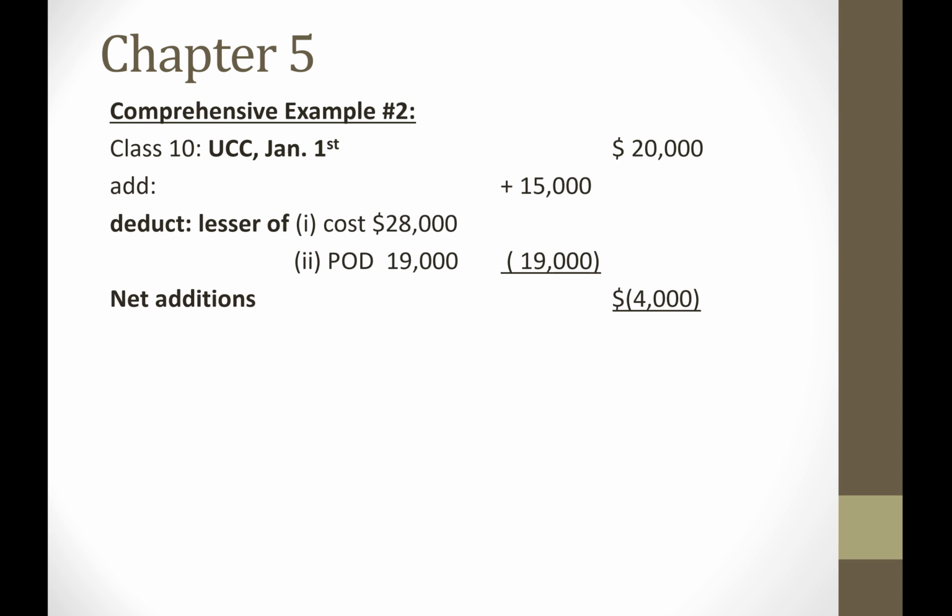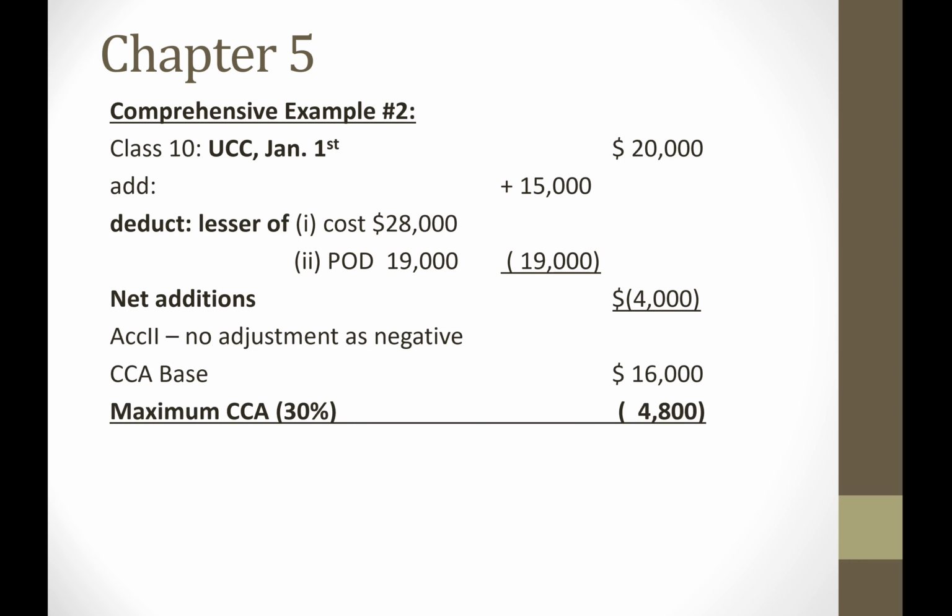Because it's negative, we do not make any adjustments for the accelerated investment incentive. So we take CCA on the base of $16,000, and our maximum CCA then at 30% is going to be $4,800. We don't have to make any adjustments again for the accelerated investment incentive because we didn't have a positive net additions. So our UCC going into next year is going to be $11,200.